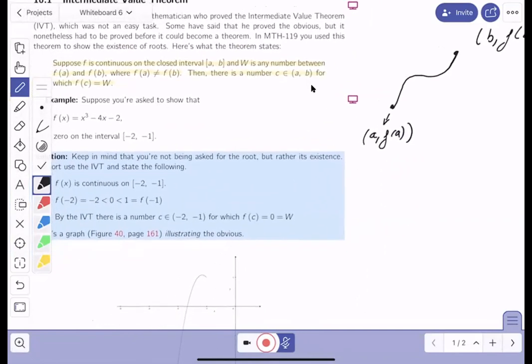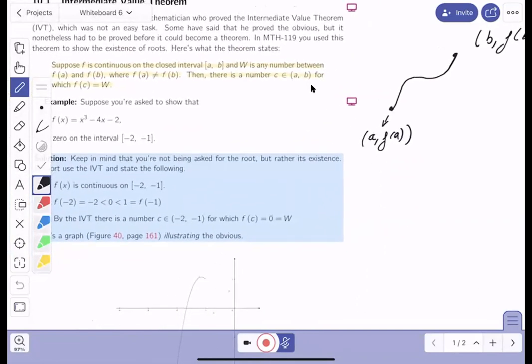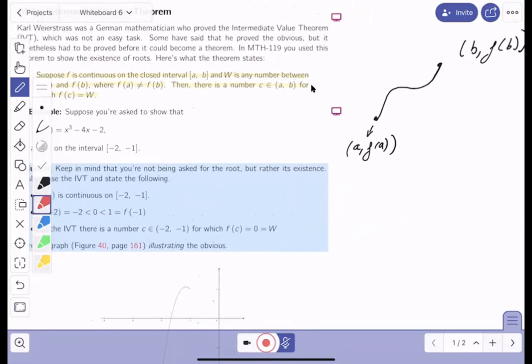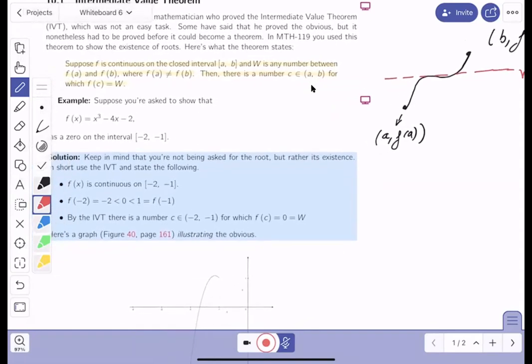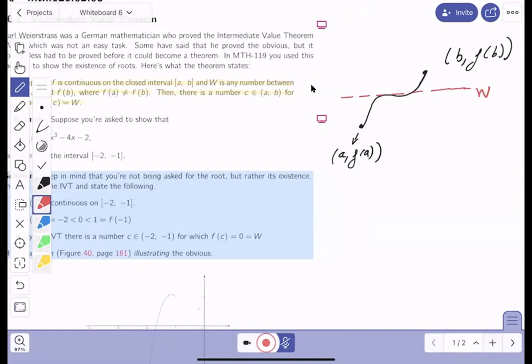Now, what else did they say? They say there's a number between f of a and f of b. Well, I'm going to put that down now. So there's a number, w, that's between f of a and f of b. What does that mean? Well, I'm going to put it right over here. That's the w now. There's a number between f of a and f of b. Okay, what do they go on to say? f of a does not equal f of b. Well, I clearly see that over there. f of a and f of b are not equal.